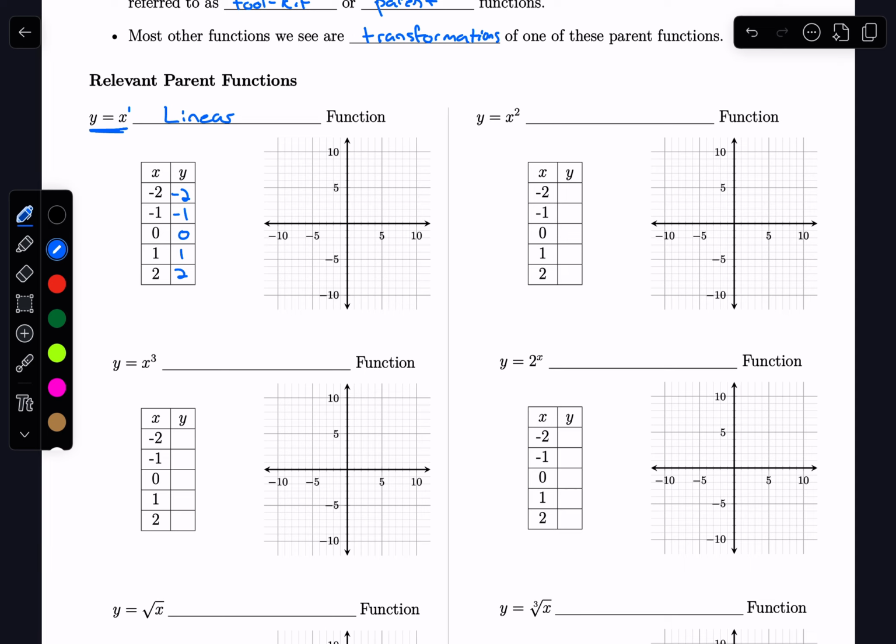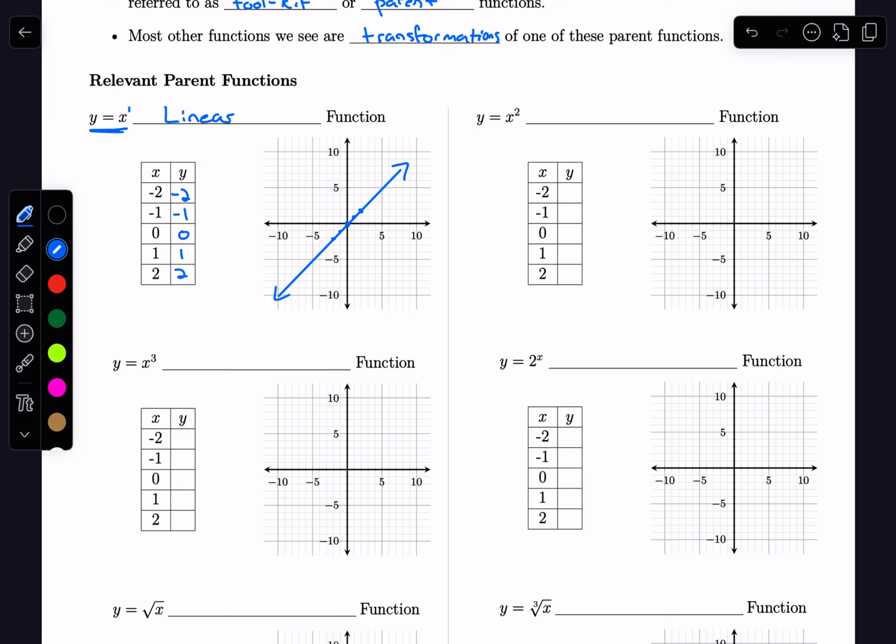Nothing's really changing there. And if we were to graph each of these, we can throw on the points (0, 0), (1, 1), (2, 2), (-1, -1), (-2, -2). And all that's happening is we're making a straight line that goes up and to the right. So that is our most basic function. It has a constant slope and is just going up and to the right. That is a linear function.